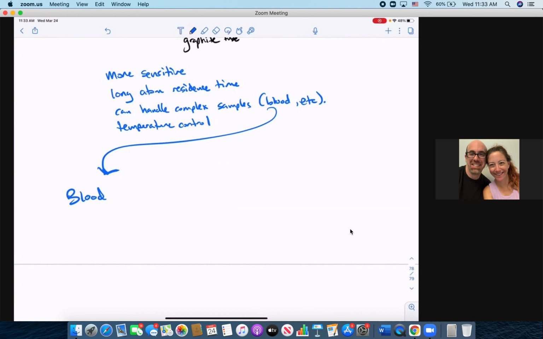It looks gruesome. Blood is a pretty nasty material from an analytical chemistry standpoint. I mean, take out the infectious disease aspect of it, which is not insignificant, right? Every time I give my students a vial of blood, I say, this could kill you.